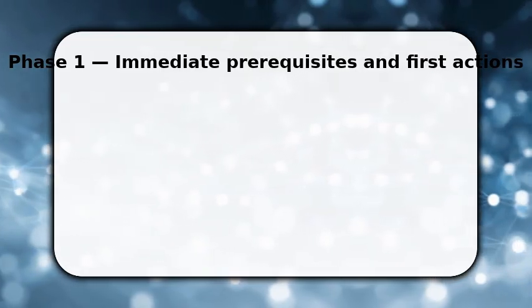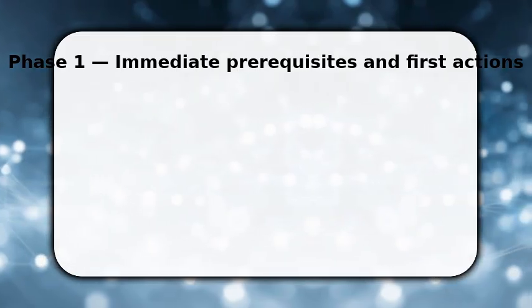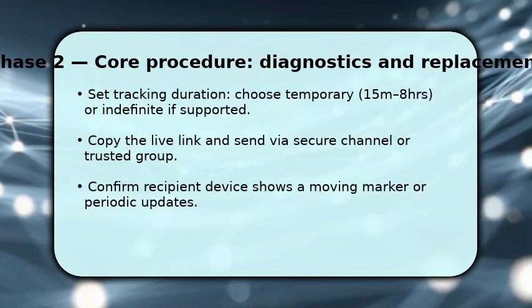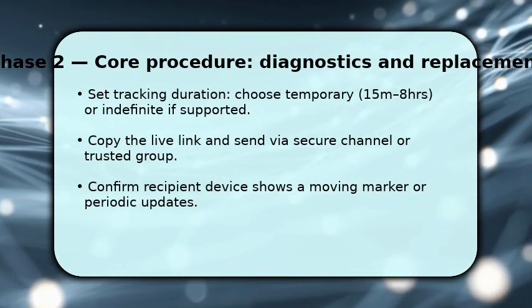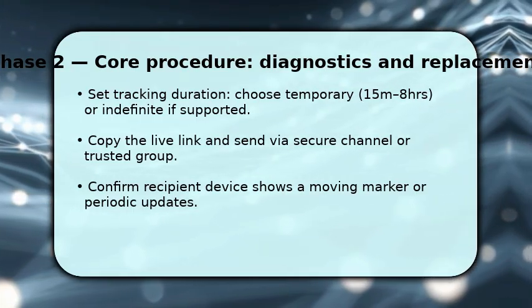Tap Share Live Location, set the duration if available, and copy the generated link to send. This gets you into active tracking quickly, no delays. Once you have the live share link, configure duration and any visibility options. Shorter durations limit risk, longer ones give continuous monitoring.